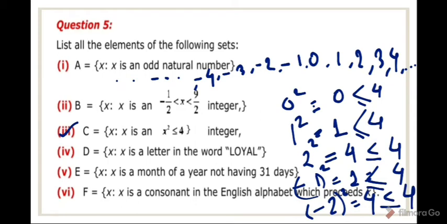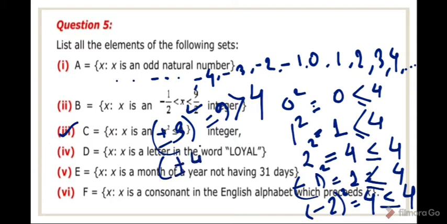But if you square 3 or minus 3, that is, plus or minus 3, it will be 9, which is greater than 4. Similarly for plus or minus 4, it will be 16, which is greater than 4.